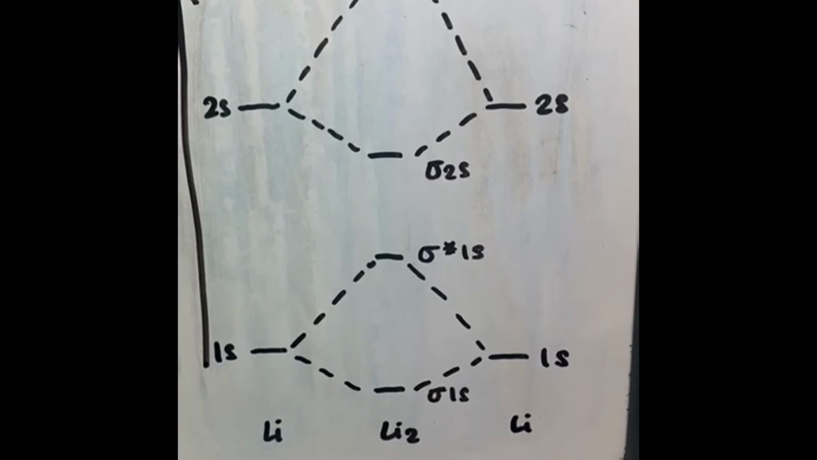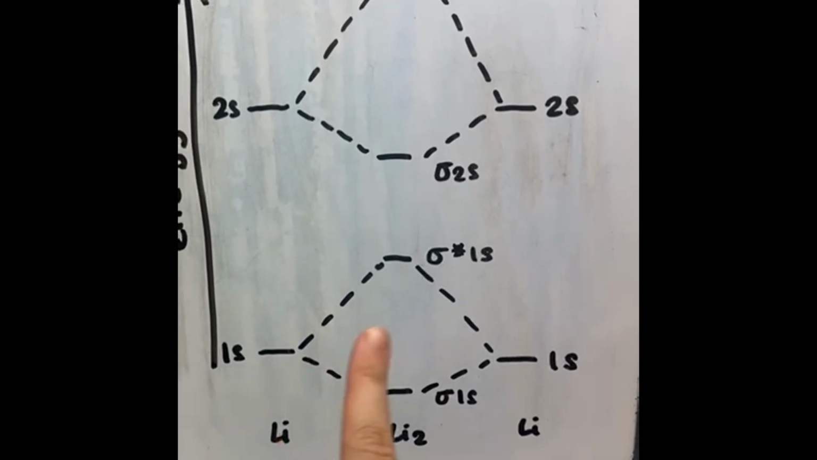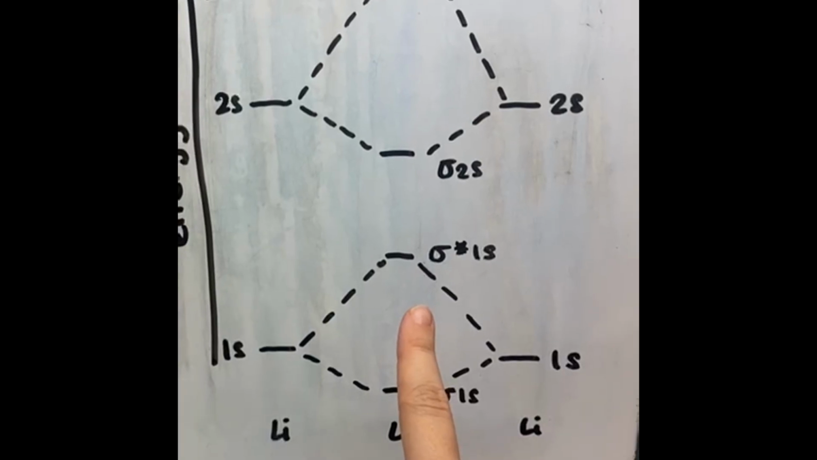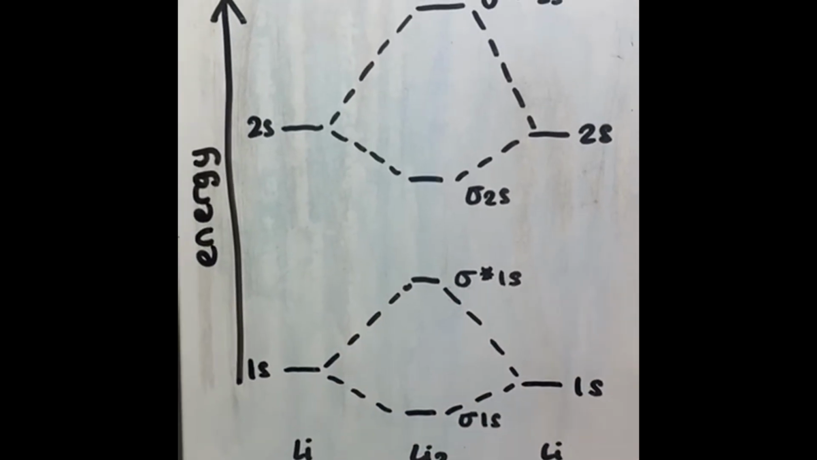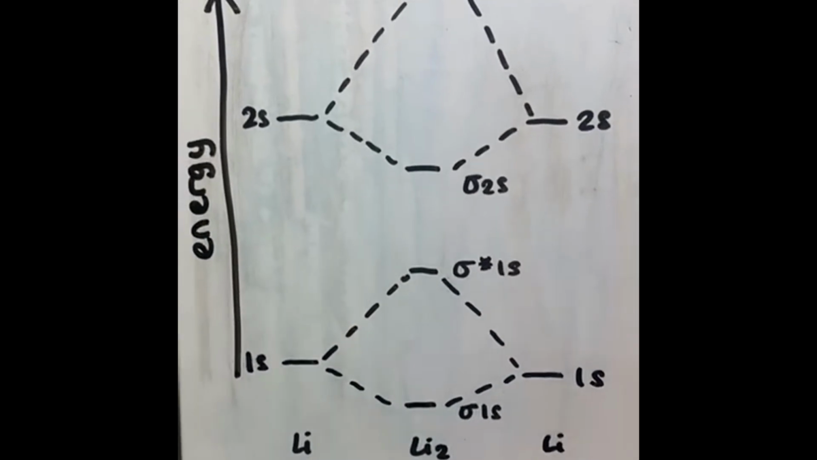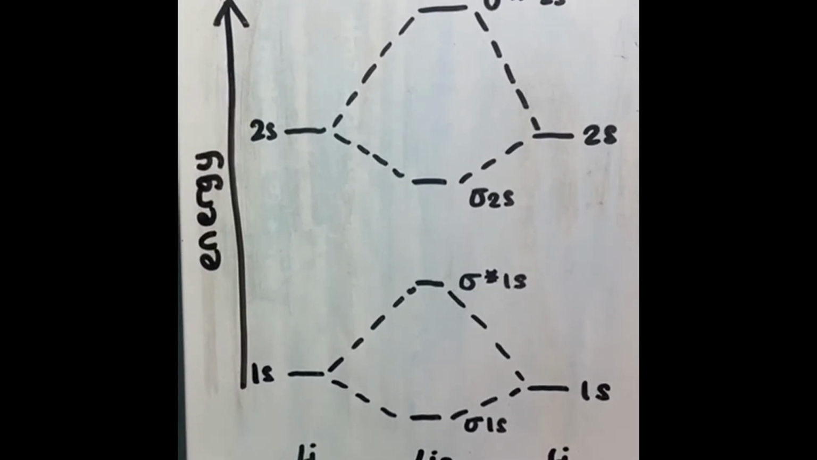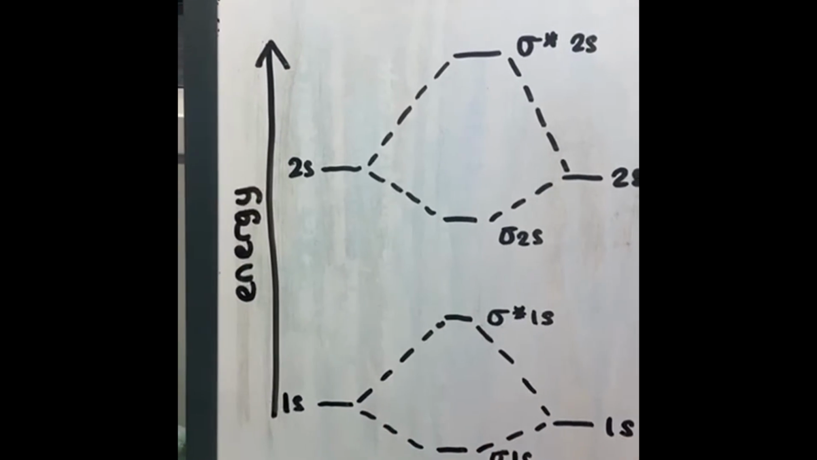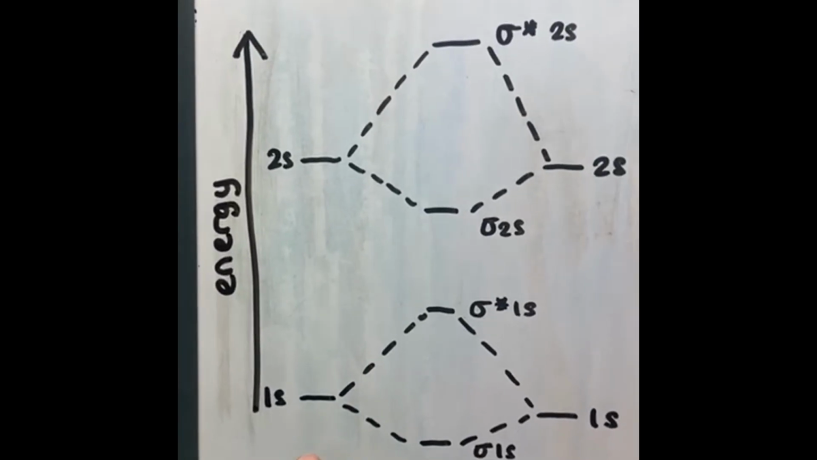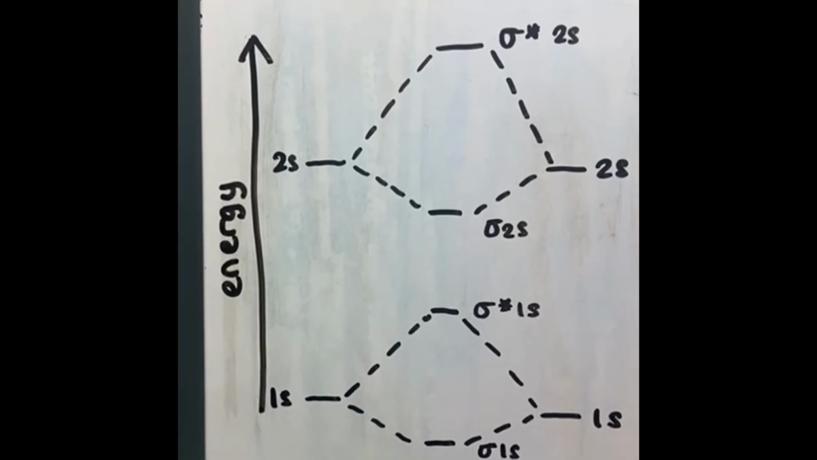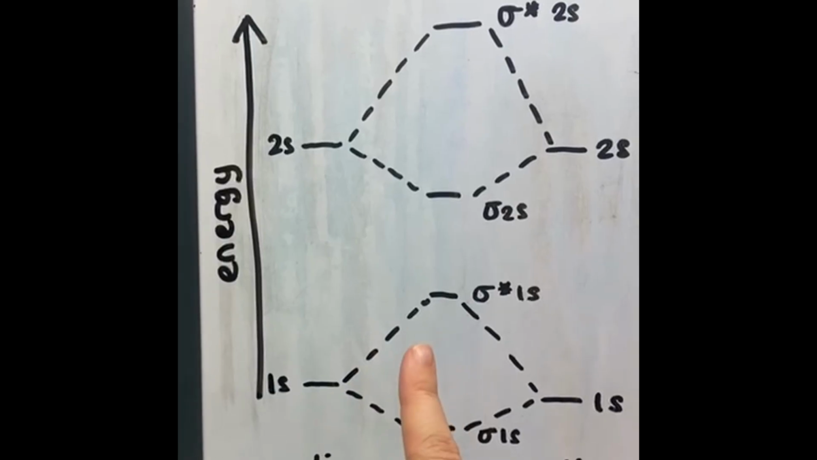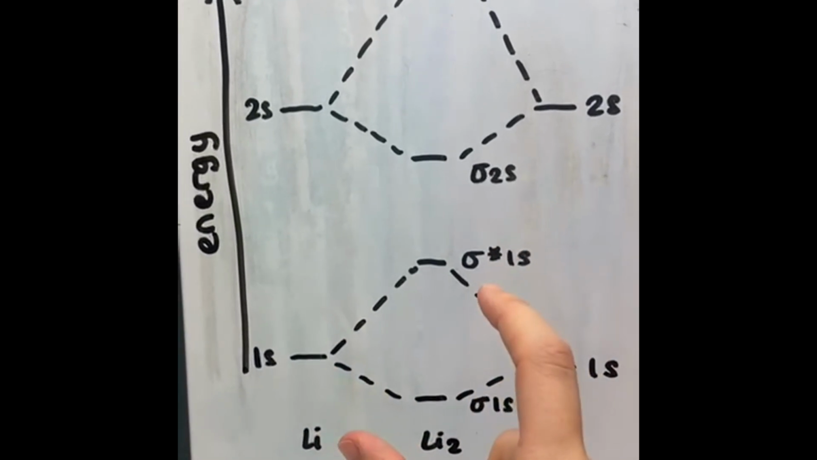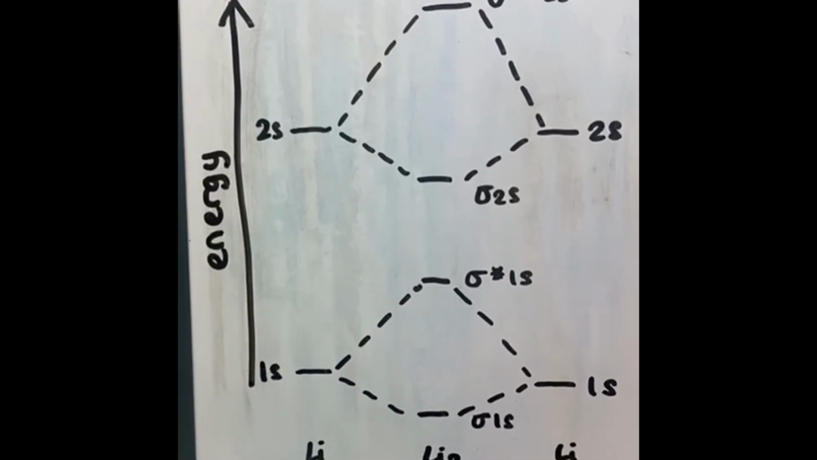So for the 1s, you're going to have a sigma 1s overlap, and you're also going to have a sigma star 1s overlap. Remember, the sigma star overlap is higher in energy than the sigma overlap, so we put it higher up on the diagram. The sigma 1s orbitals are lower in energy than the 1s, so we put these lower. Sigma star is higher, so we put these higher. And the sigma star is higher by a larger amount than the sigma is lower.